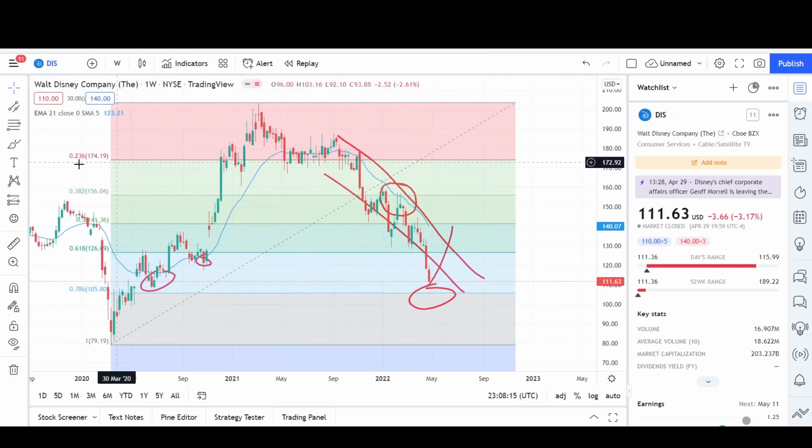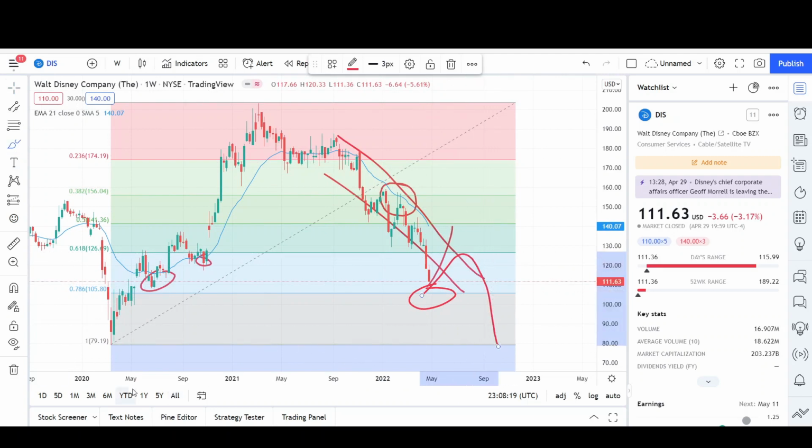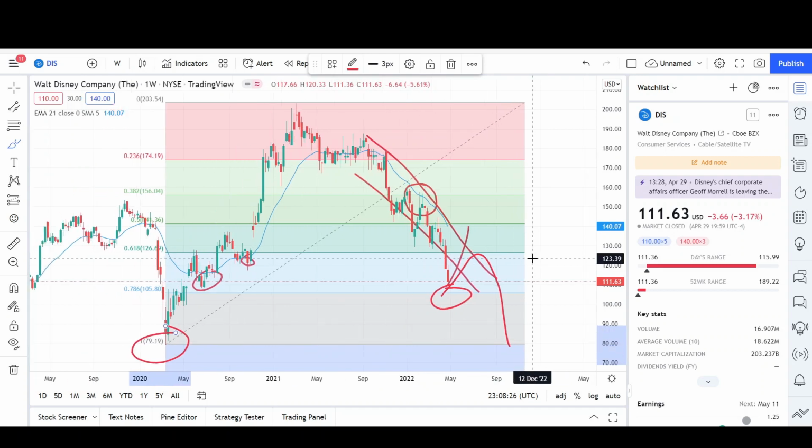We're probably going to get a bounce. I don't think that bounce is going to be the bottom, and maybe even eventually we go back down to the 100% retracement, back down to these 2020 levels at the $79 level. We'll have to wait and see. I'm not saying we're going to get there. That's a low probability of getting there.